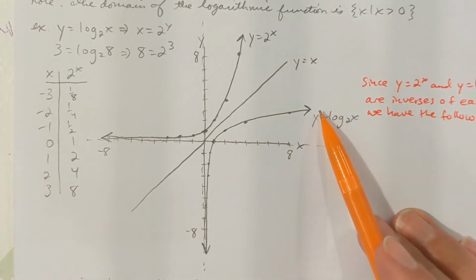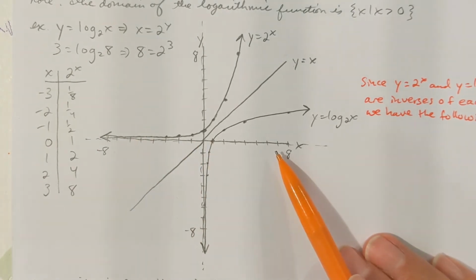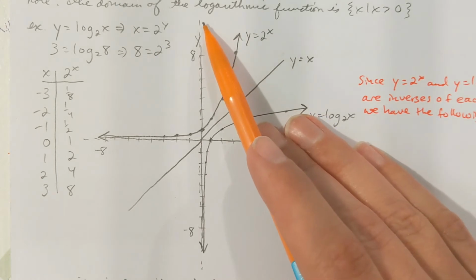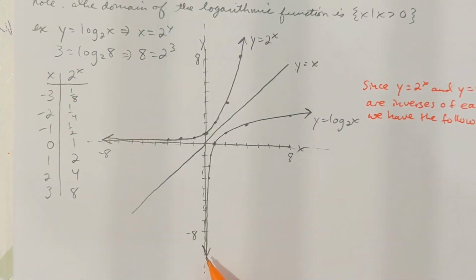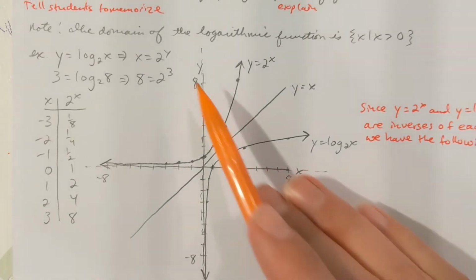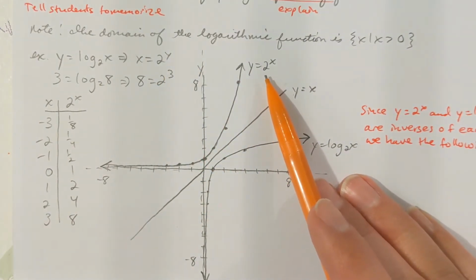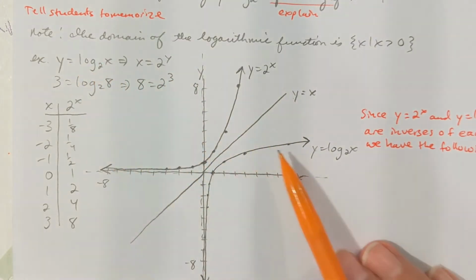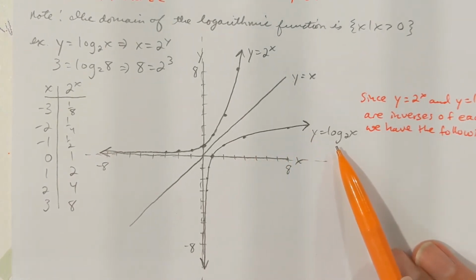Now, the horizontal asymptote that was originally on the graph of the exponential, y equals 2 to the x, is now going to turn into a vertical asymptote on our new graph. Now the new graph represents the graph of x equals 2 to the y, right? The inverse of y equals 2 to the x, but x equals 2 to the y means y equals log base 2 of x. Okay, so this curve would be the graph of y equals log base 2 of x.